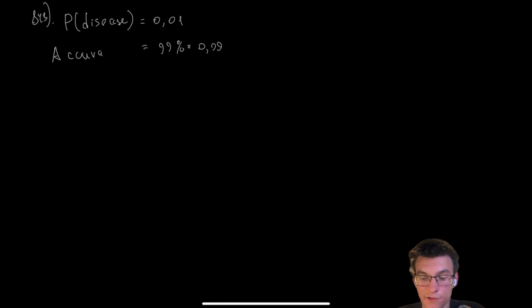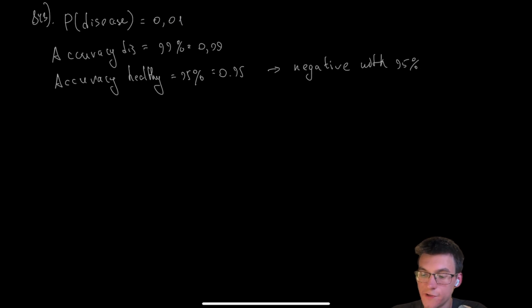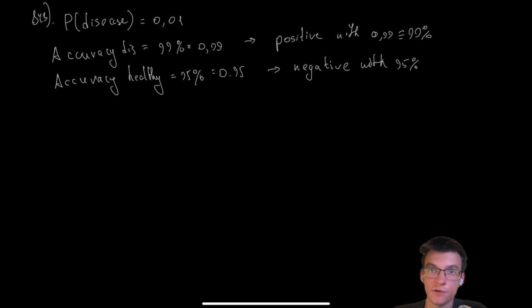The accuracy of this test if you are actually sick is 99%, and the accuracy if you are healthy is 95%. So this is around 0.95. In this case, the test must result in a negative, with accuracy 95%. And in this case, it must say positive, since you are actually sick, with 0.99 or equivalently 99% accuracy.